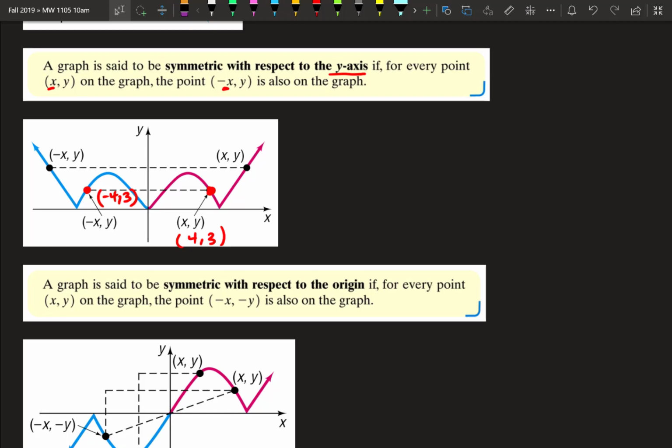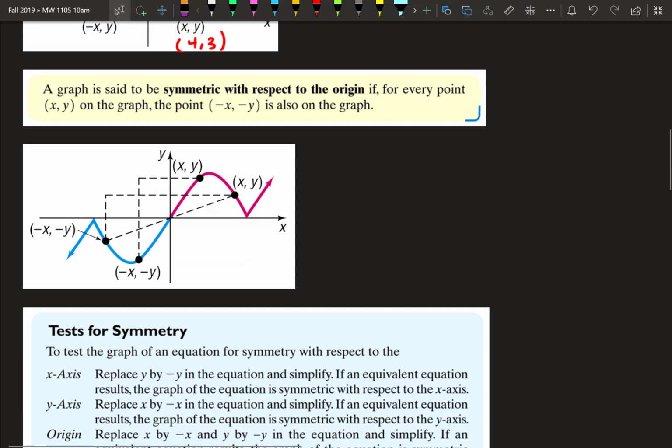The last type of symmetry you have is origin. So a graph is said to be symmetric with respect to the origin if for every point (x, y) on the graph, the point (-x, -y) is also on the graph. There's really no special way to remember this. You're just going to switch both because origin is diagonal. So diagonal, you're switching both. This is if you fold it over diagonally like this, they go on top of each other.